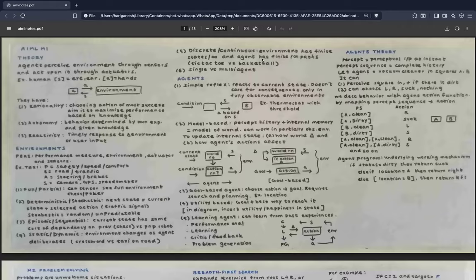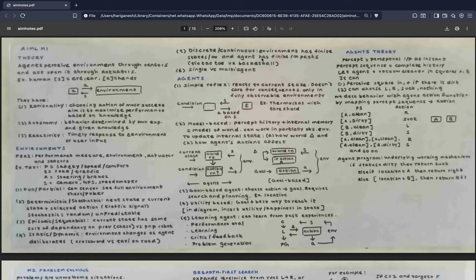The second is environments. There's four characteristics here. In terms of agents, the first is performance measure, the second is environment, the third is actuators, and the fourth is sensors. So for a taxi, a performance measure would be safety or it would be speed. Environment would be road or traffic. Actuators would be steering or brakes, and sensors you can see are camera, speedometer, etc.